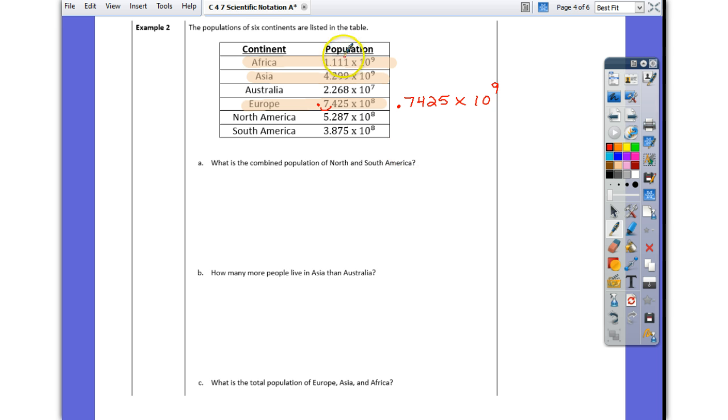Now they're the same. So now we can take this, this, and this and do what with them? Add them. What do you get? 6.1155? 6.1525, right?